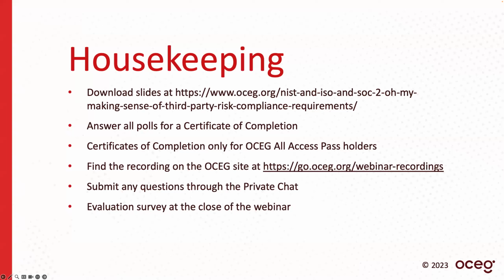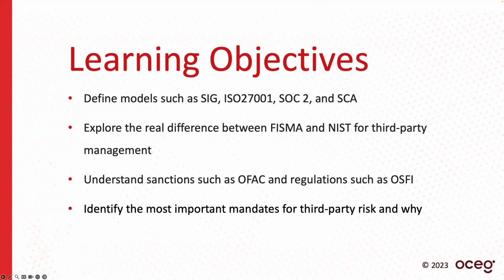So today we will address the following learning objectives. We will define models such as SIG, ISO 27001, SOC 2, and SCA, explore the real difference between FISMA and NIST for third-party management, understand sanctions such as OFAC and regulations such as OSFI, and identify the most important mandates for third-party risk and why they are important.